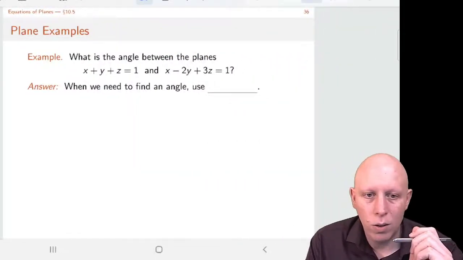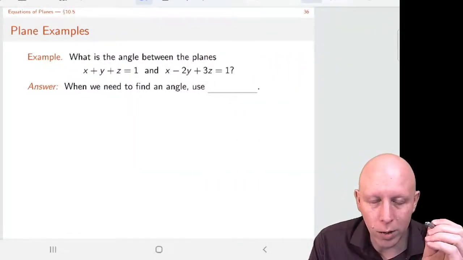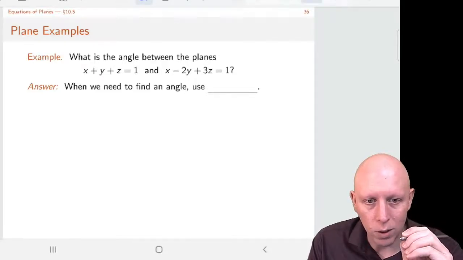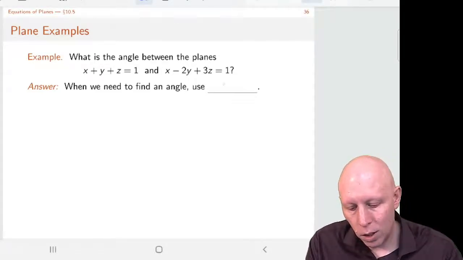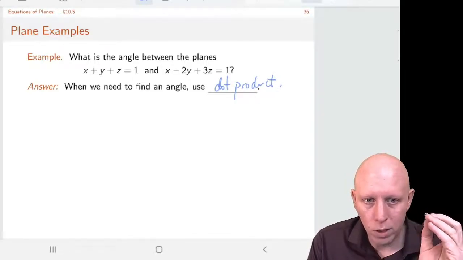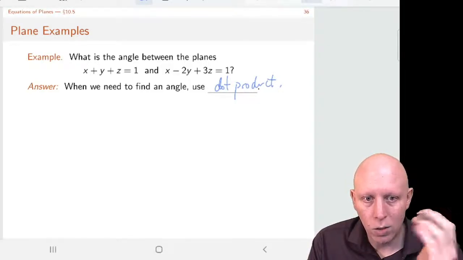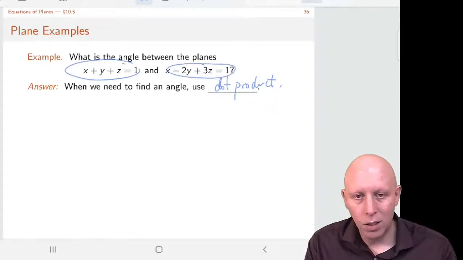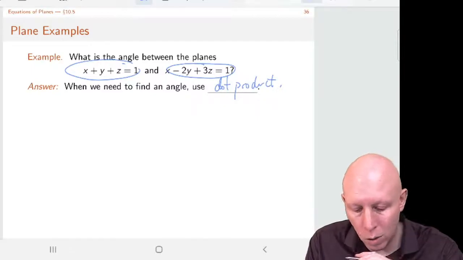So now we go back and we think, okay, we're using vectors. When we need to find an angle between two vectors, we use the dot product. Okay, we need to use the dot product, but in order to use the dot product, we need two vectors. And so we think, all right, we have a plane. What's the vector associated to a plane?